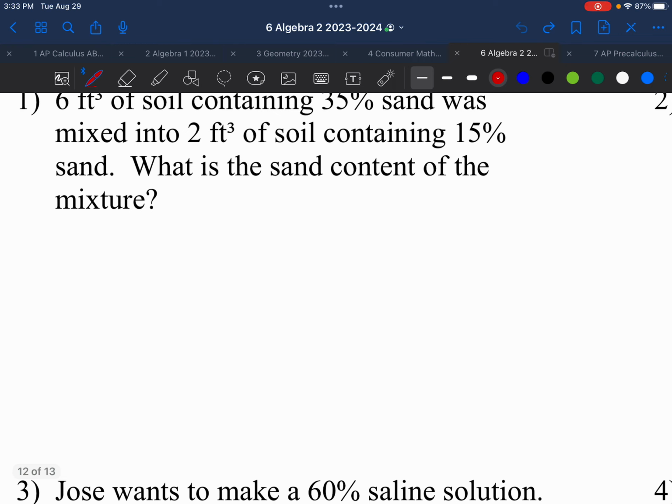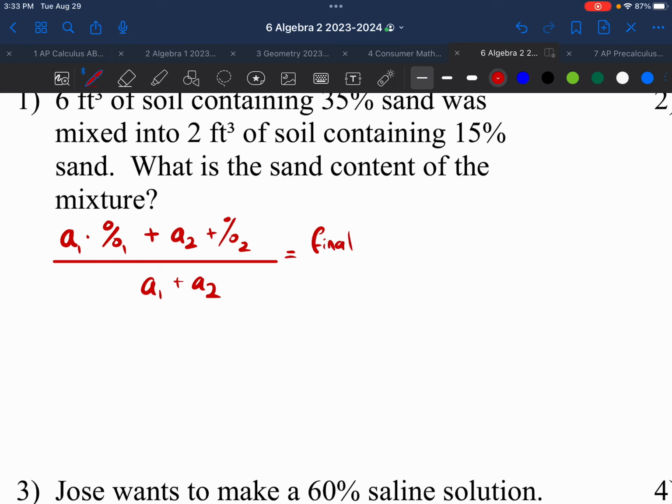So the general formula for everything for this lesson is as follows. It's going to be an amount times the percent, or this percent could sometimes be money, plus, I'll say this is amount 1 and percent 1, plus the amount 2 times percent 2. And this is all going to be divided by amount 1 plus amount 2, and this will equal the final percent.